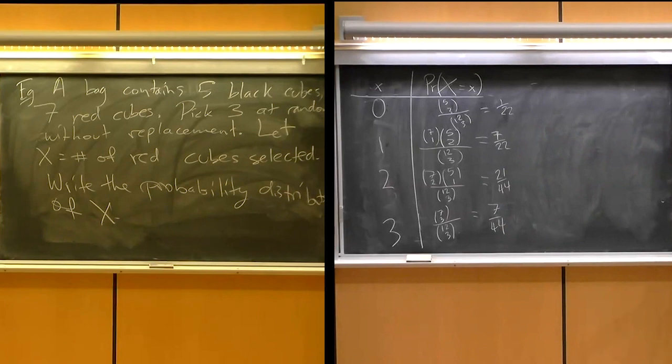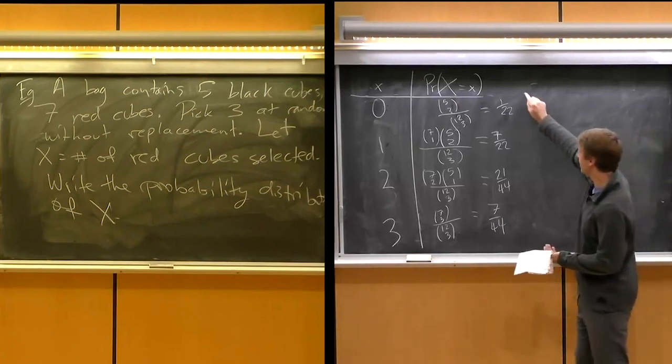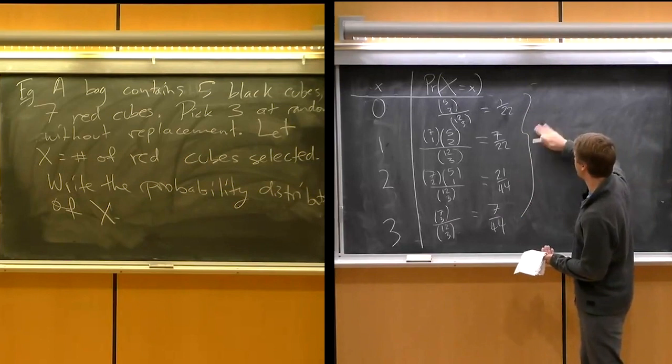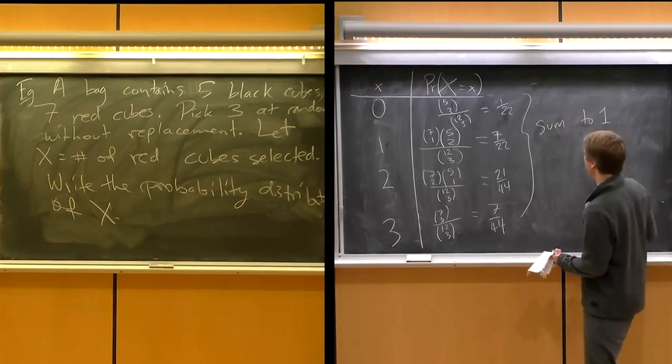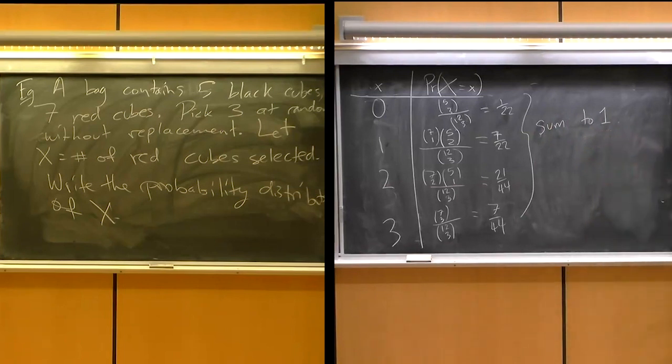And in these things, if you ever want to check your answer, like if you're not confident that you've got the right numbers, one thing you can do to be a little bit more confident is, if you add these up, you'll see that they do sum to 1. Doesn't mean you're definitely correct, but if they don't sum to 1, then you're definitely not correct, right? Because the probabilities have to sum to 1.